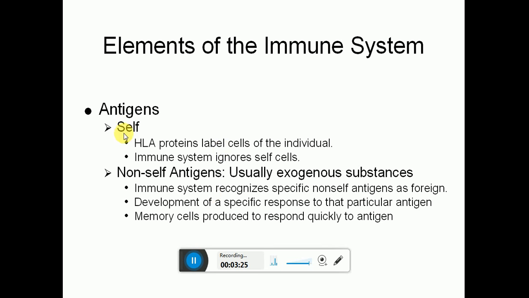So we have self-antigens. We also have non-self-antigens, which are all the antigens that come into our body that are actually foreign to us. The immune system recognizes them as foreign bodies, and these are the antigens that we want to attack. Sometimes these antigens can cause an allergic reaction, or they can cause an infection, depending on the kind of antigen coming into our body.